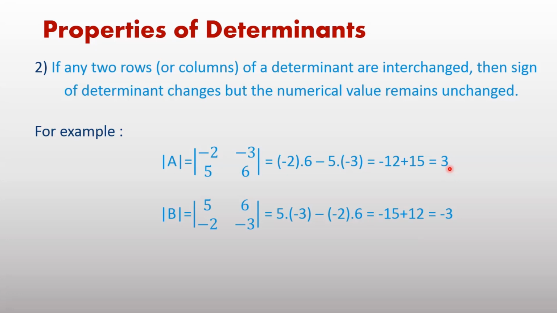It implies that if we interchange any two rows, then the sign changes: here it was plus 3, now minus 3. But the numerical value 3 remains the same. That is written here: the sign of the determinant changes, but the numerical value remains unchanged. We have the second property.